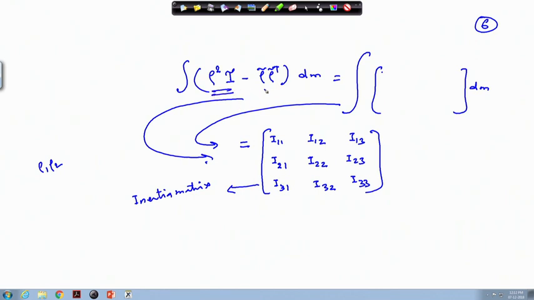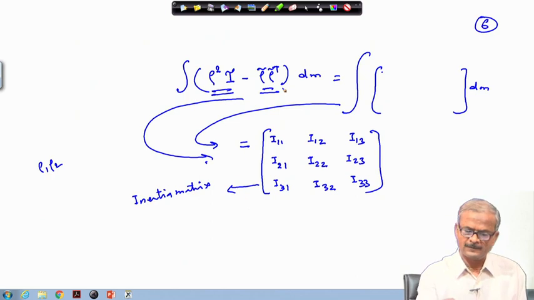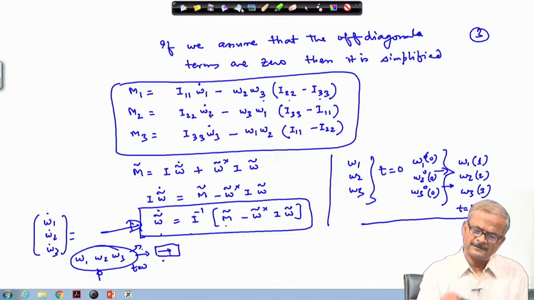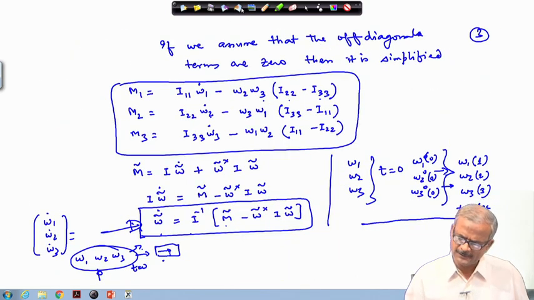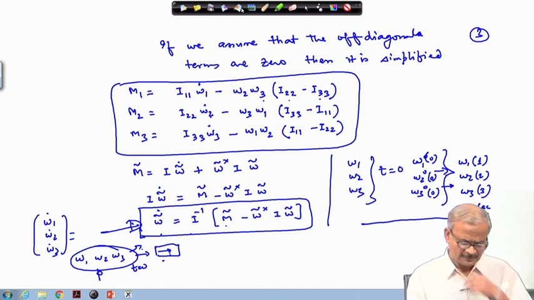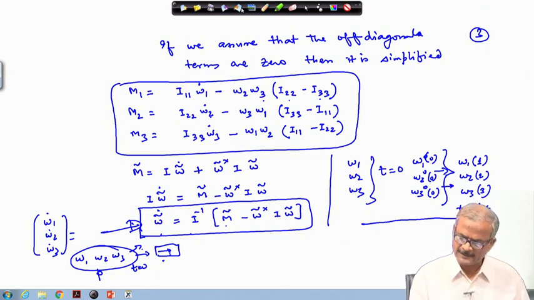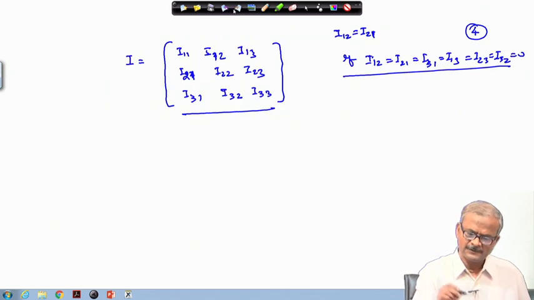This term is symmetric, this term is symmetric, and therefore the whole thing will be symmetric. This is a matrix, this is a matrix, and if this is symmetric and this is symmetric, then the addition of these two symmetric matrices will also be a symmetric matrix. It is very simple, and other ways of doing it are also there, but let us confine ourselves to this only.